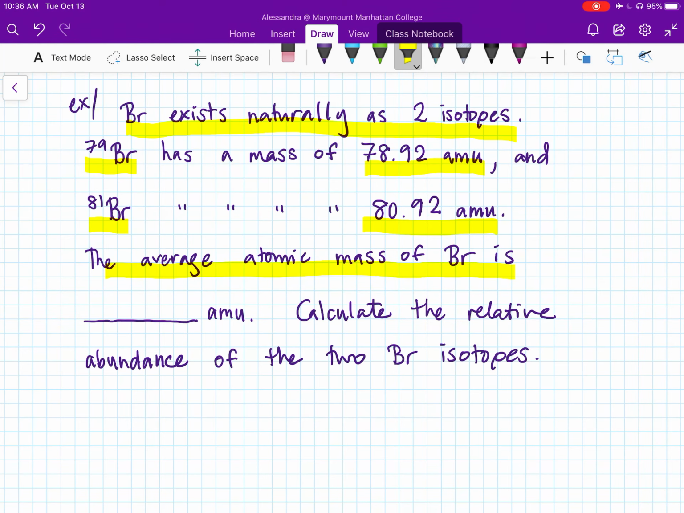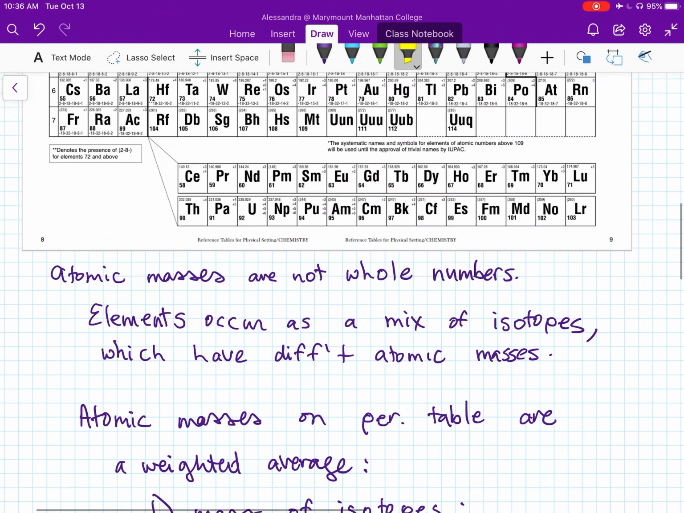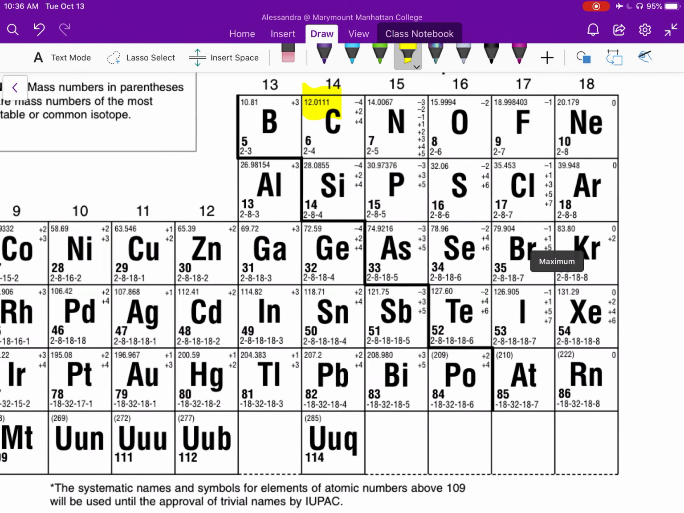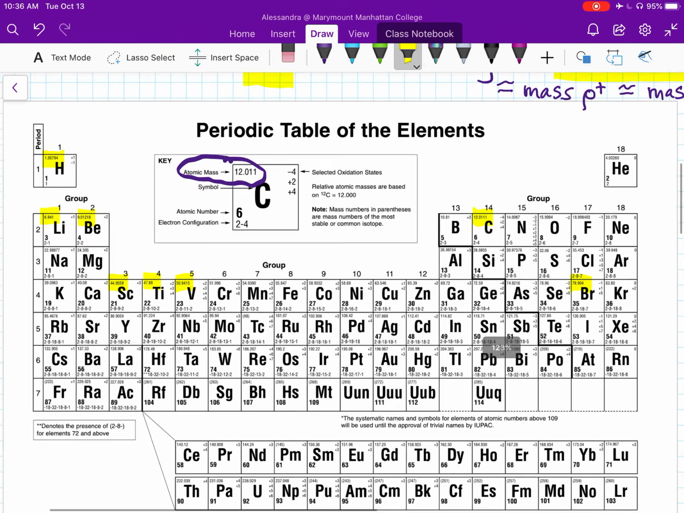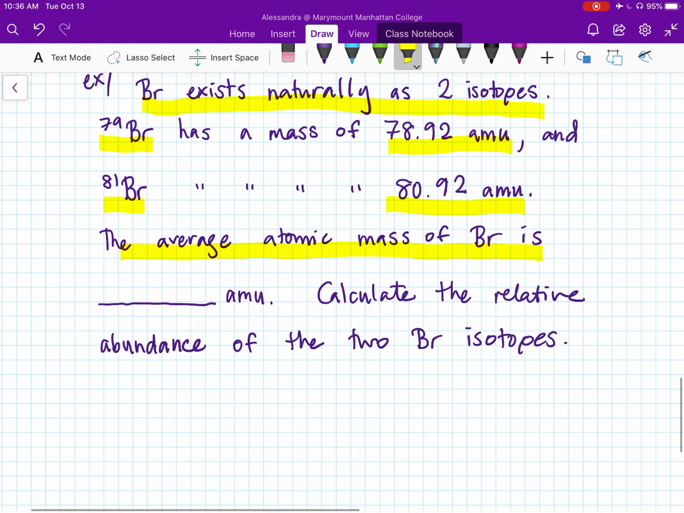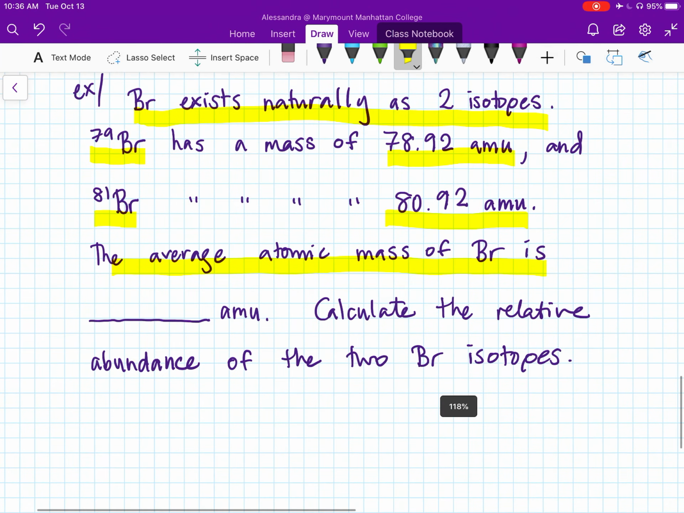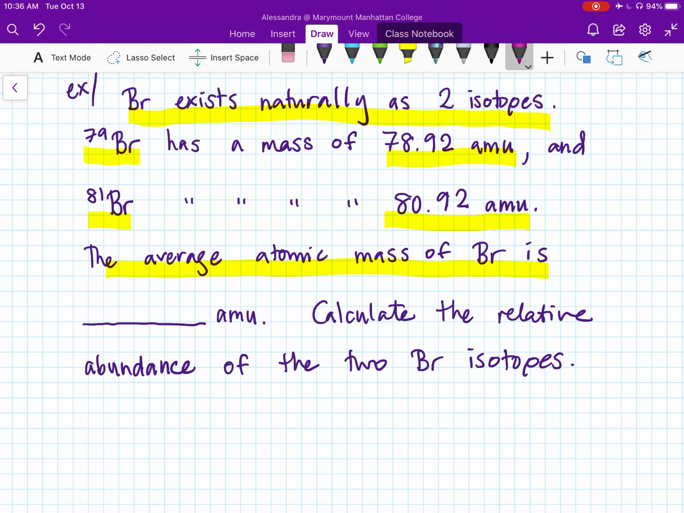The average atomic mass of bromine is, what is it? Well, we need to look it up on the periodic table. So let's find the average atomic mass of bromine. Here it is on the periodic table, and we can see that the top number is 79.904. So I need to look that number up to fill in the missing piece of information in this question. I'm going to round to the hundredths place, so 79.90 atomic mass units is going to be the average atomic mass of bromine.